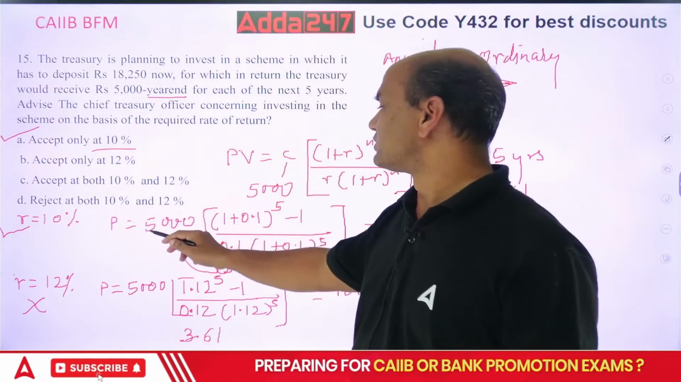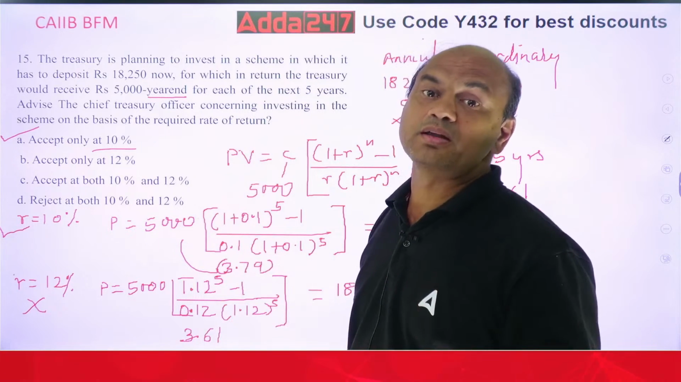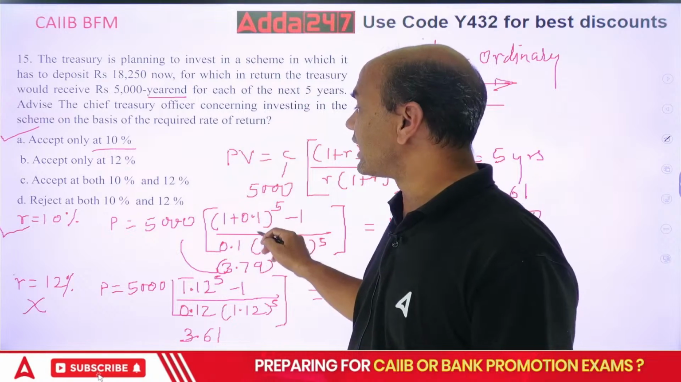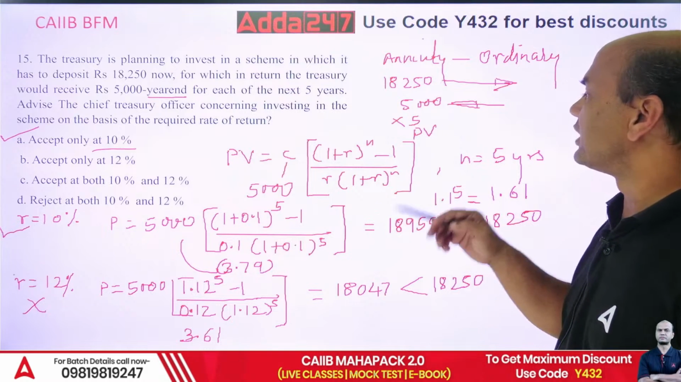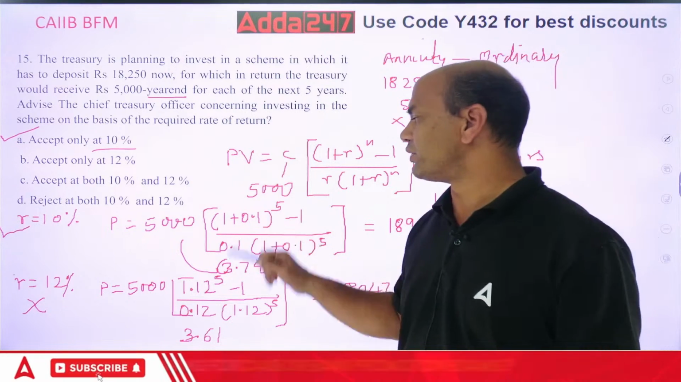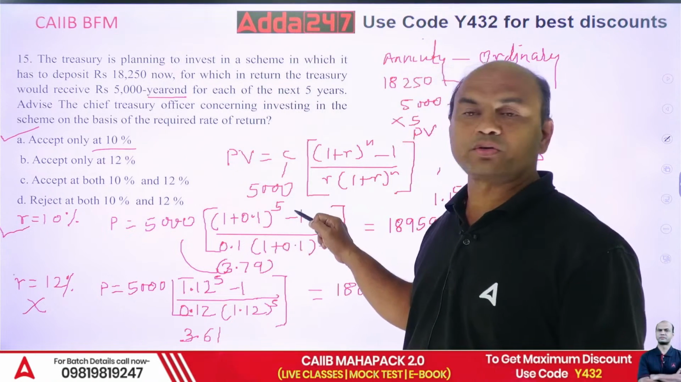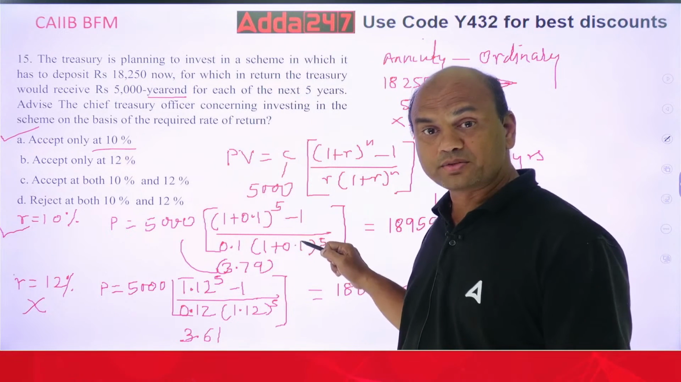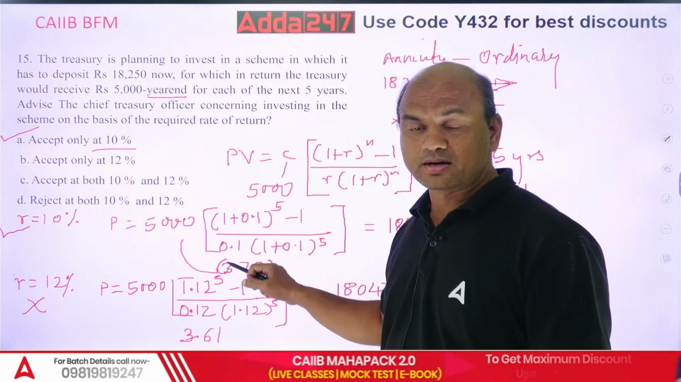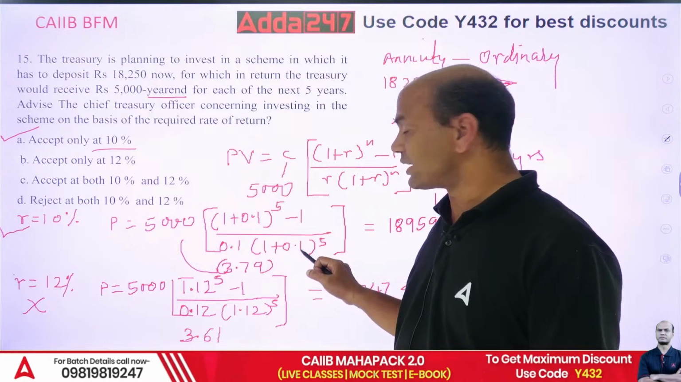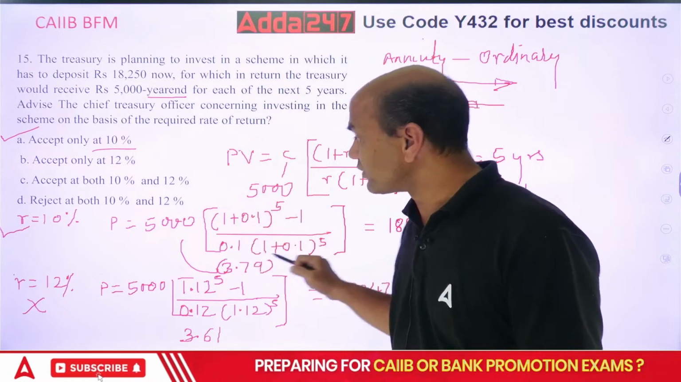So P, the present value, equals C, 5,000, into (1 plus R) raised to n minus 1, the whole upon R into (1 plus R) raised to n. R is 10%. 10% means 10 upon 100, that is equal to 0.1. So 1.1, 1 plus 0.1 raised to n. N is what? 5. Minus 1. The whole upon R into 1 plus R raised to n. Pay attention everyone. 1 plus 0.1 raised to 5. This is what we will be doing.